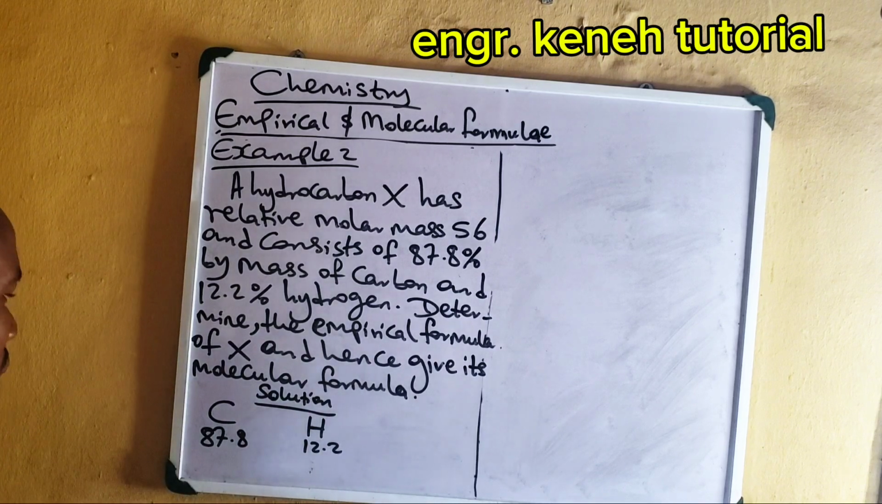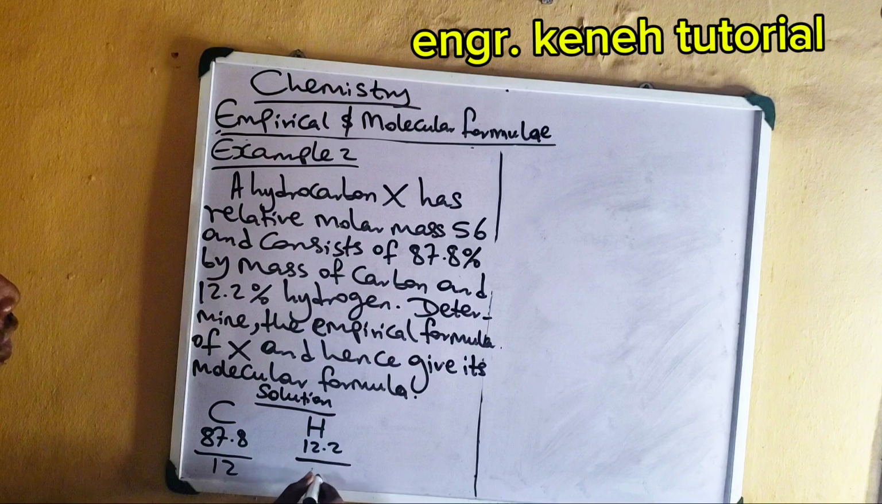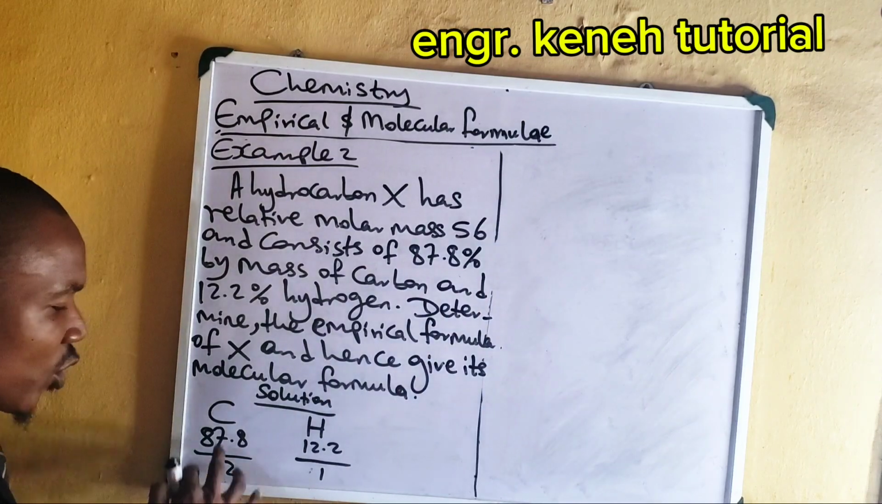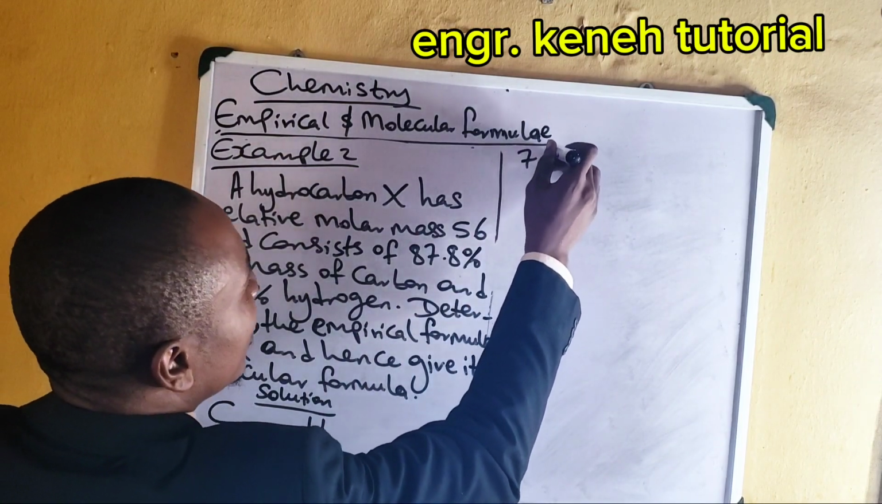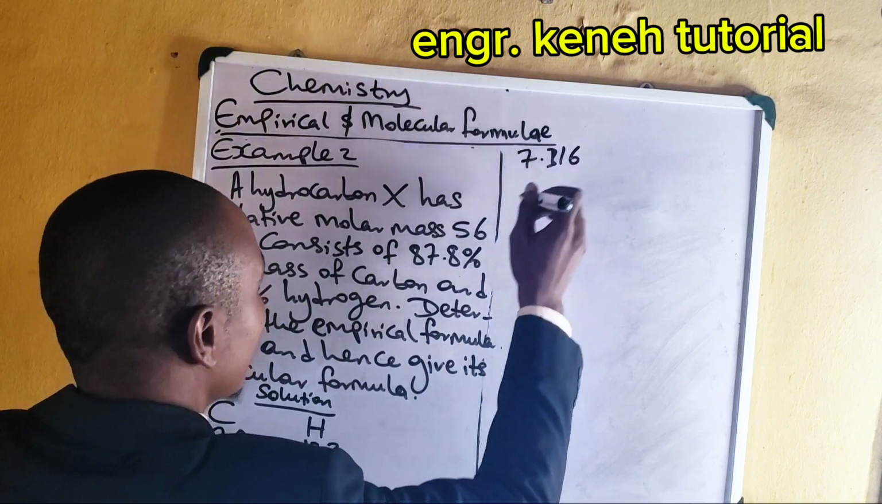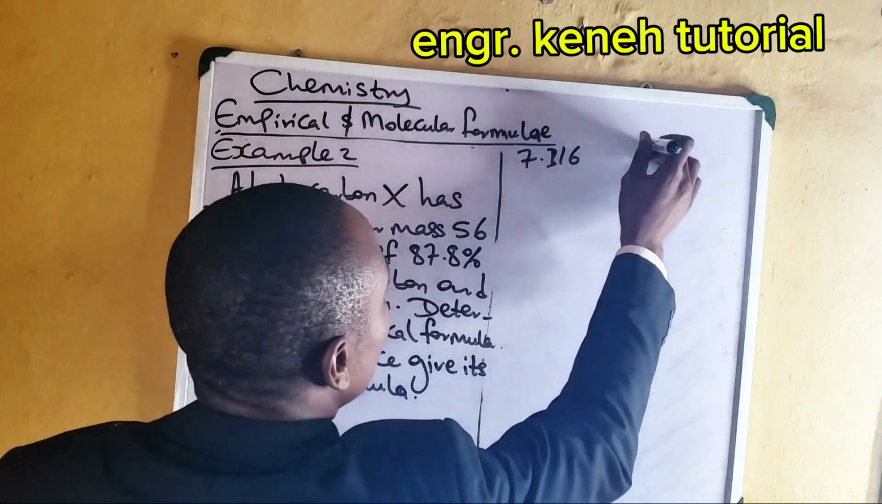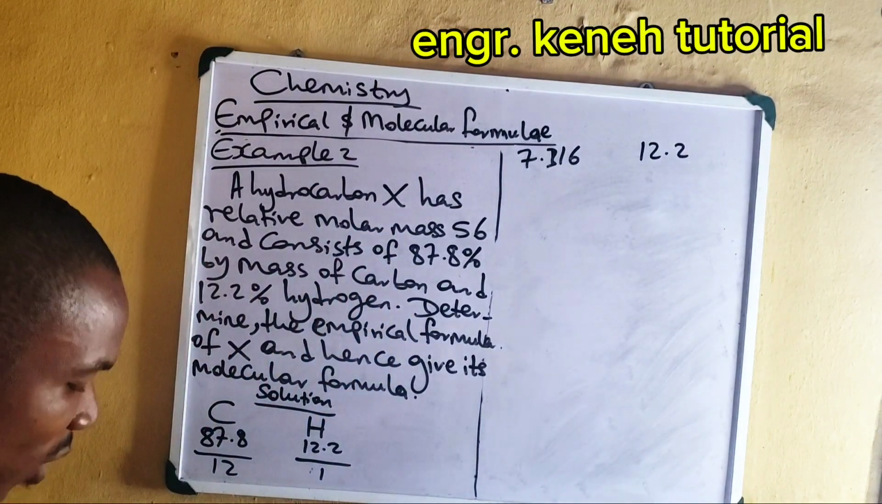All right, what do we do? We divide this by the atomic mass of carbon. We know that the atomic mass of carbon is 12, while the atomic mass of hydrogen is 1. All right, we don't have much space here, let me continue over here. When 12 divides this, it will give us 7.316. That is for carbon. And when 1 divides this, it will give us 12.2, because anything divided by 1 is itself.